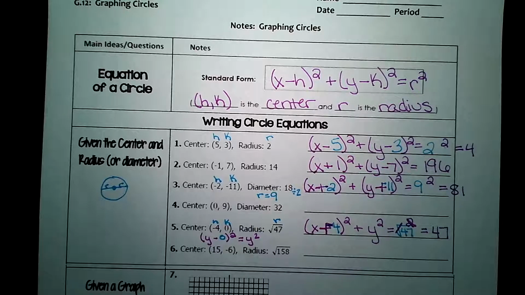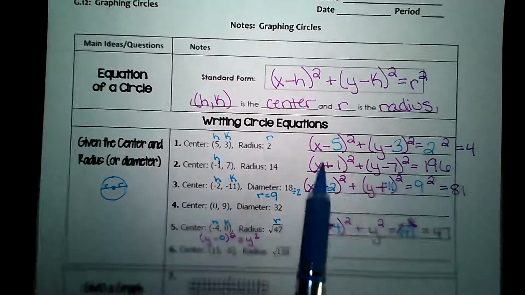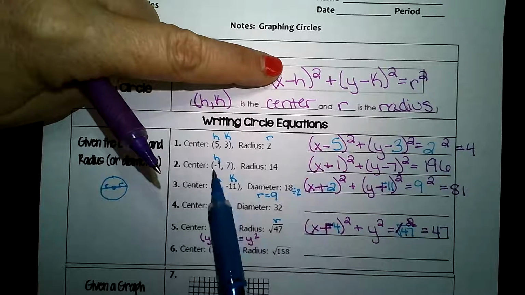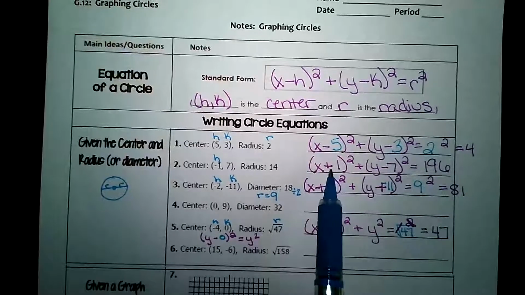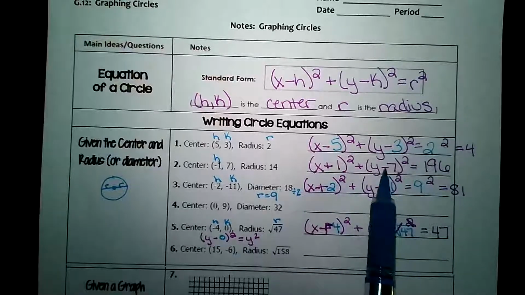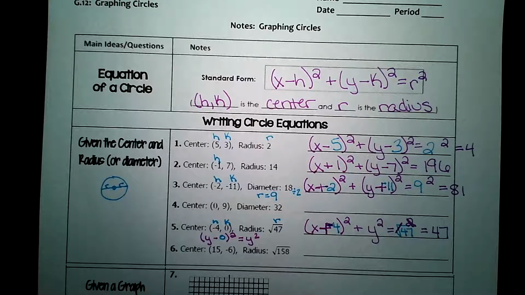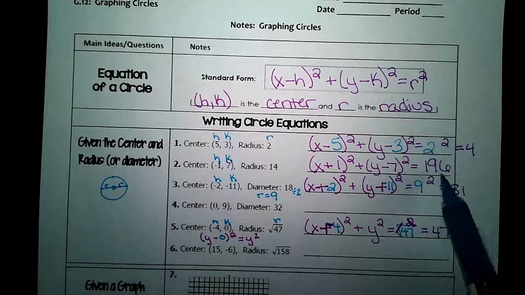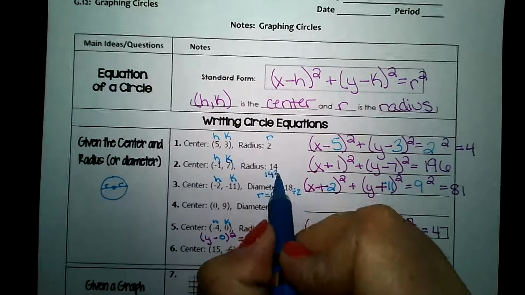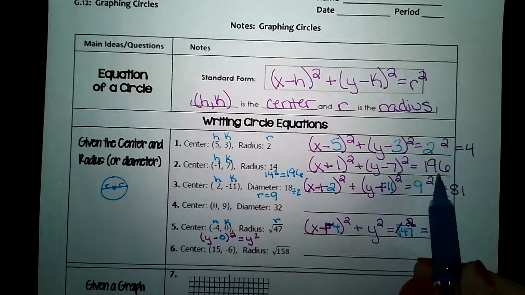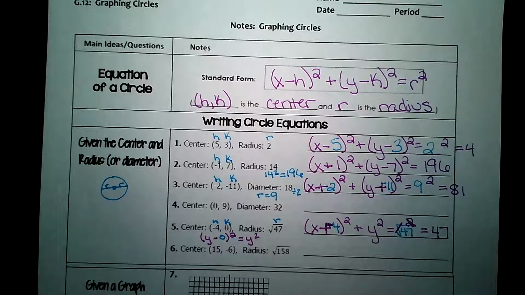If the h value is a -1, but the formula has x minus in it, that minus, along with the negative on the 1, simplifies to a +1. Then I've got y minus 7 because the minus sign is built into the formula, and the 7 represents the k value. The radius is 14, so I took a moment and did 14 squared and got 196. So this is my final simplified answer for number 2. Give number 4 a try.